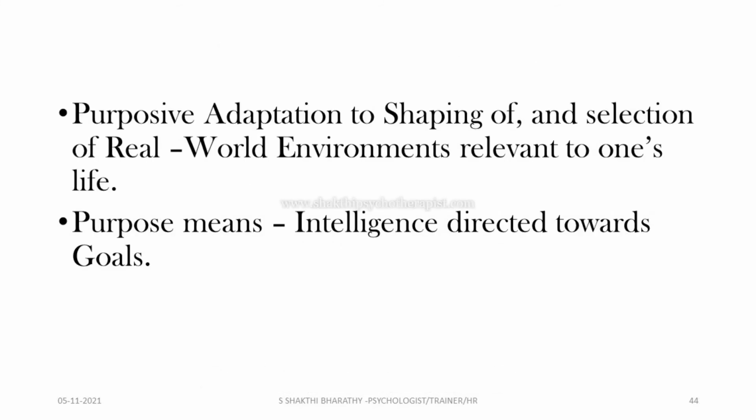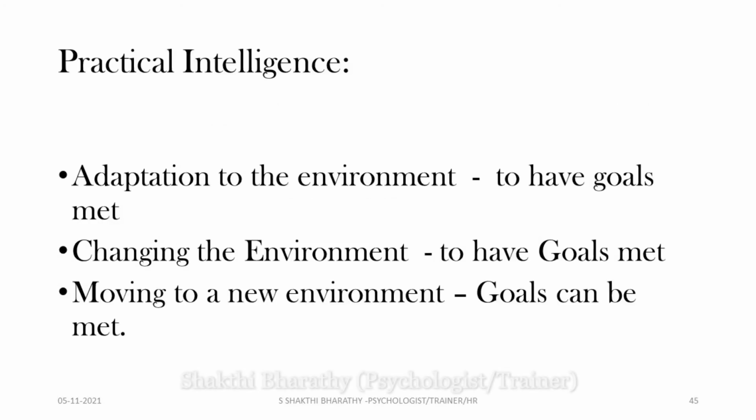So Sternberg states that intelligence is a purposive adaptation to, shaping of, and selection of real world environments relevant to one's life. Purposive means that intelligence is directed towards a goal, however vague or subconscious it may be. This means that intelligence is indicated by one's attempt to adapt to one's environment. So practical intelligence can be said to be intelligence that operates in the real world. People with this type of intelligence can adapt to and shape their environment. It might also be called street smarts.